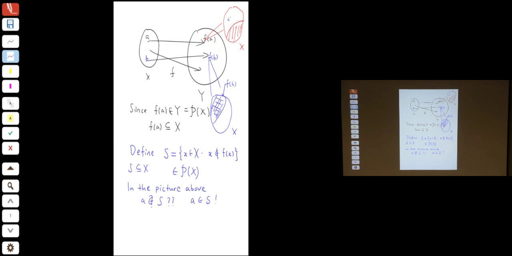Well, I draw another picture. Okay, look at this B. I don't know. So B is B in f of B? Well, I don't know. So this B may be here. So B may not. Okay, so in this case, B is B in S. Now in this picture, probably B is not. B is in S, right?